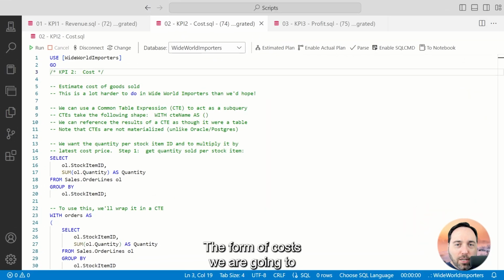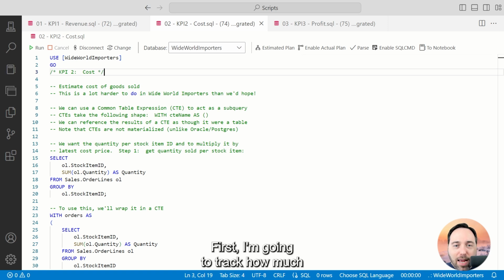The form of cost we are going to worry about in this video is cost of goods sold. Because Wide World Importers is a reseller of products rather than a direct manufacturer, our cost of goods sold is a measure of how much money we paid the manufacturers for their product. And it turns out that this database doesn't have a great way of tracking this information. So let's back into it.